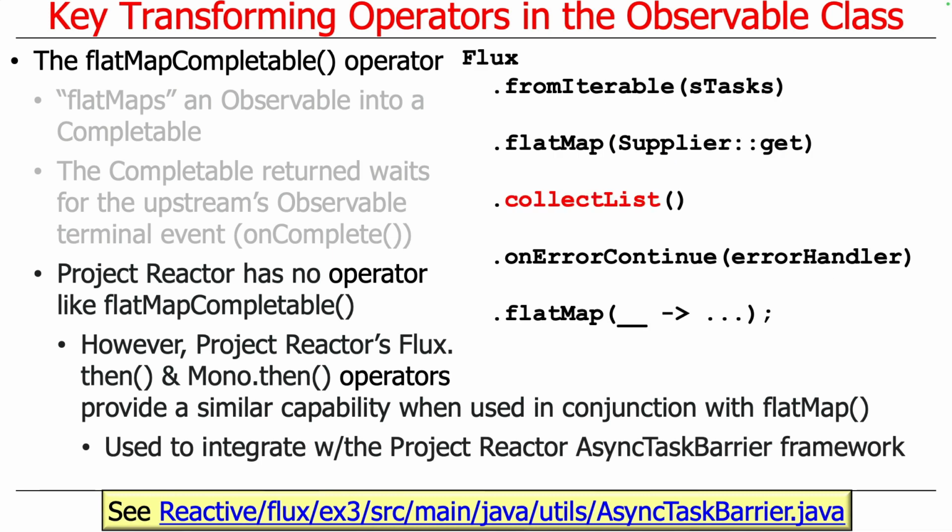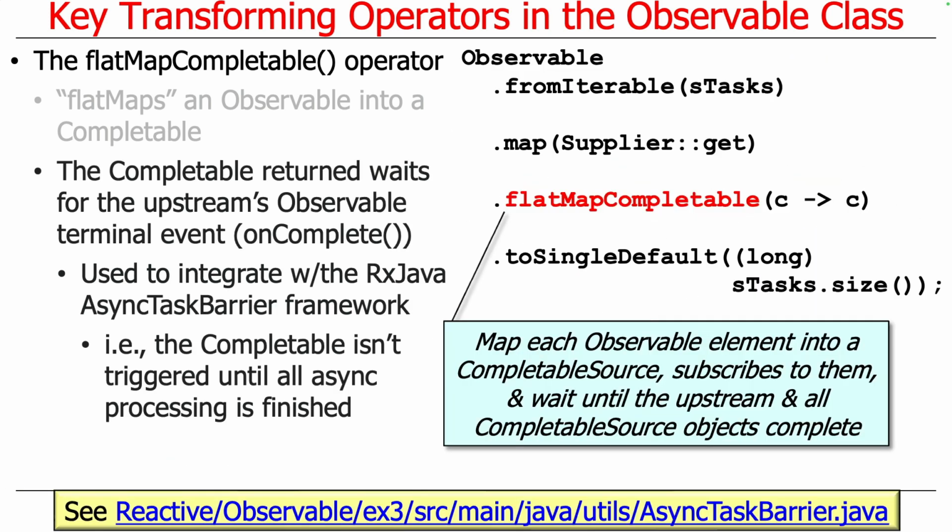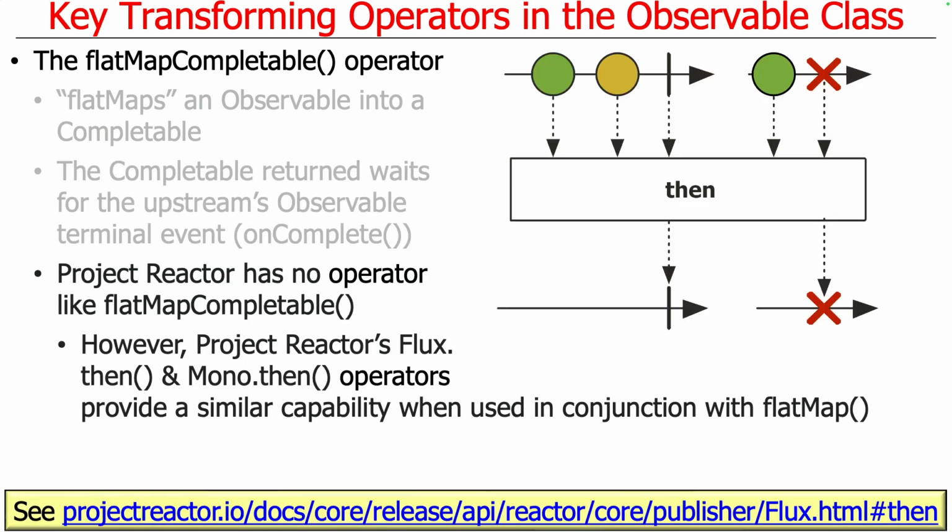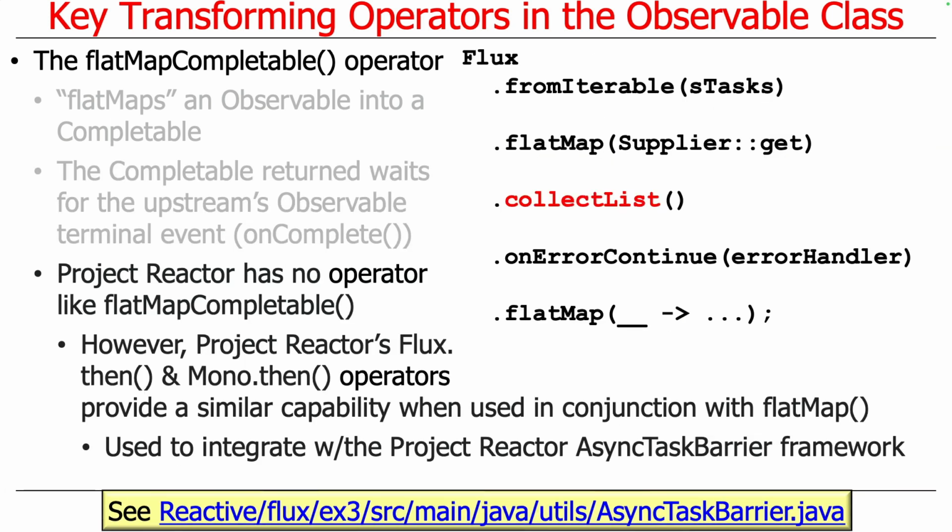So this is the way that Project Reactor's runTasks method in its async task barrier framework is implemented. Remember before, this is what the runTasks method in the async task barrier for RxJava looks like with flatMapCompletable. In Project Reactor, we do something similar. What we do is we turn the tasks into a Flux. We use flatMap to run all the operations, and then we collect the results into a list, which is a very funky, weird list. And then we get the results and so on and so forth. You can take a look at that in my videos or wait till next semester.